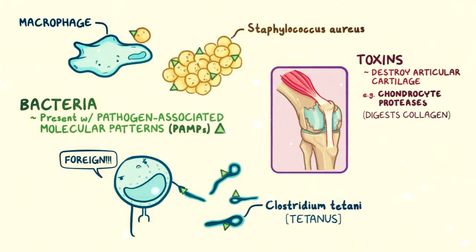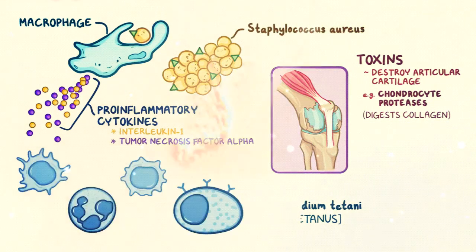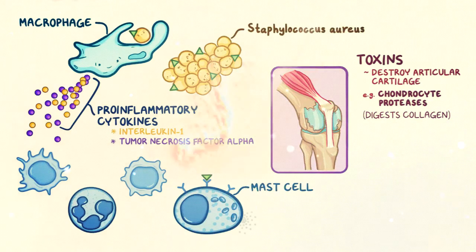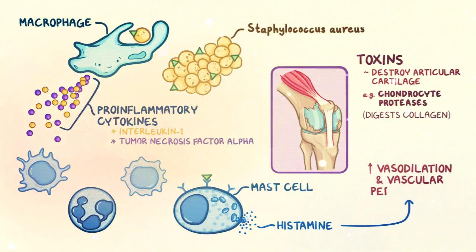Macrophages can spot bacteria by their PAMPs. They phagocytose them and at the same time release cytokines such as interleukin-1 and tumor necrosis factor alpha. These are signaling chemicals that recruit more immune cells to the site of infection. Also, these PAMPs get recognized by mast cells and they release histamine, which causes vasodilation and increases the vascular permeability.